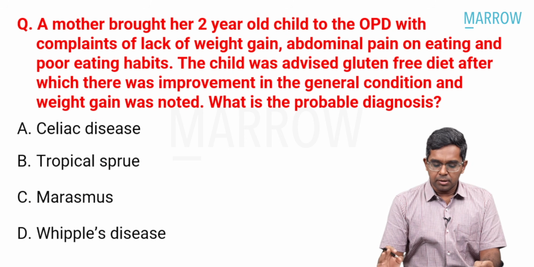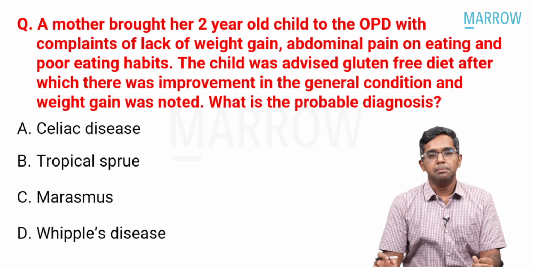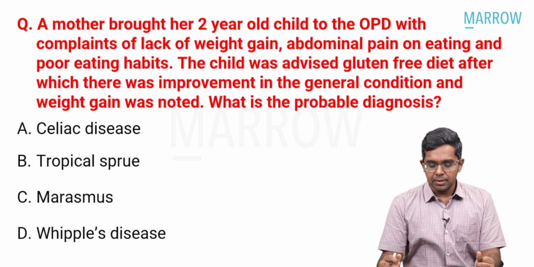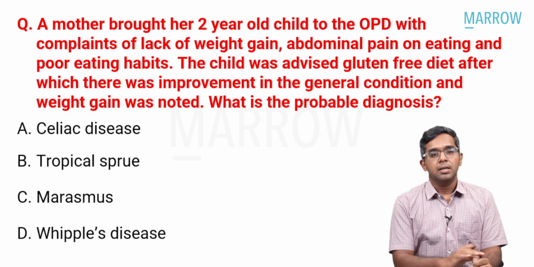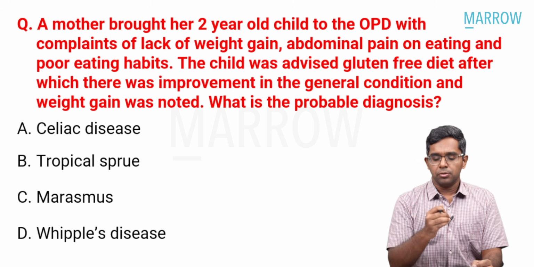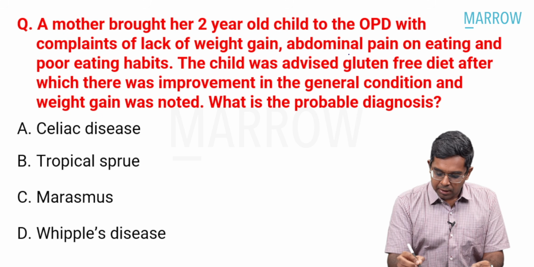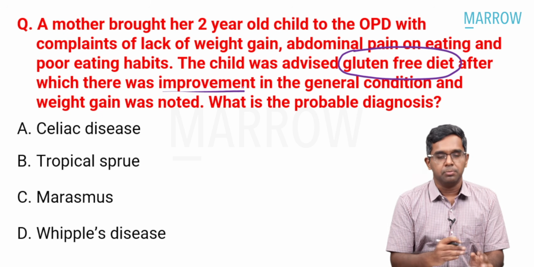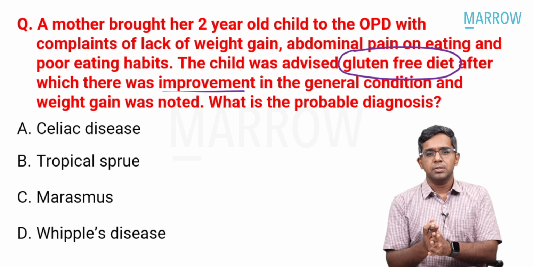A mother brought her 2-year-old child to the OPD with complaints of lack of weight gain, abdominal pain on eating and poor eating habits. The child was advised a gluten-free diet, after which there was improvement in the general condition and weight gain was noted. What is the probable diagnosis? Here, the most important clue for your answer is that the child was advised a gluten-free diet, to which the child showed improvement. Now, I think it's a very easy question to answer.